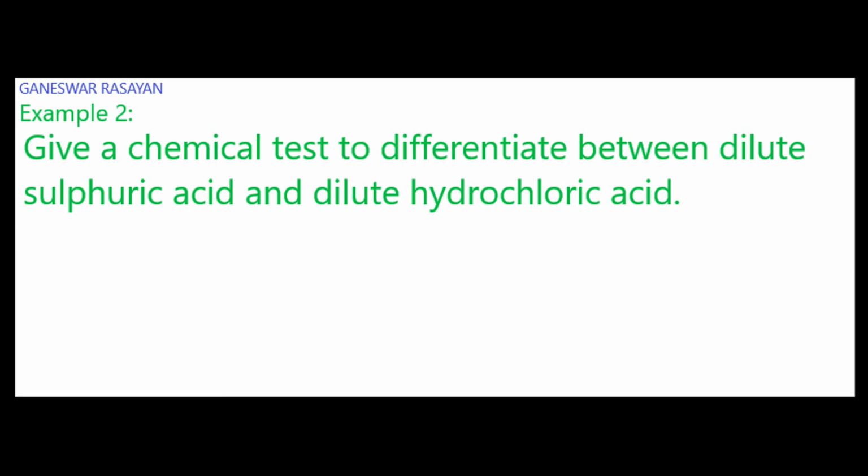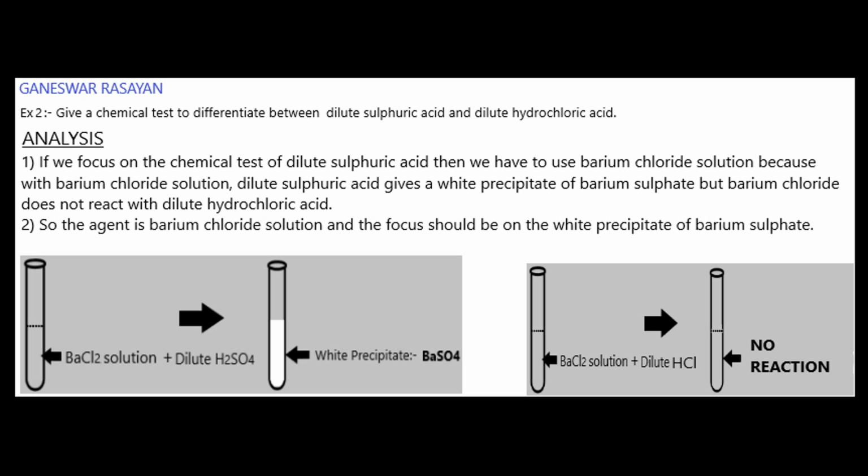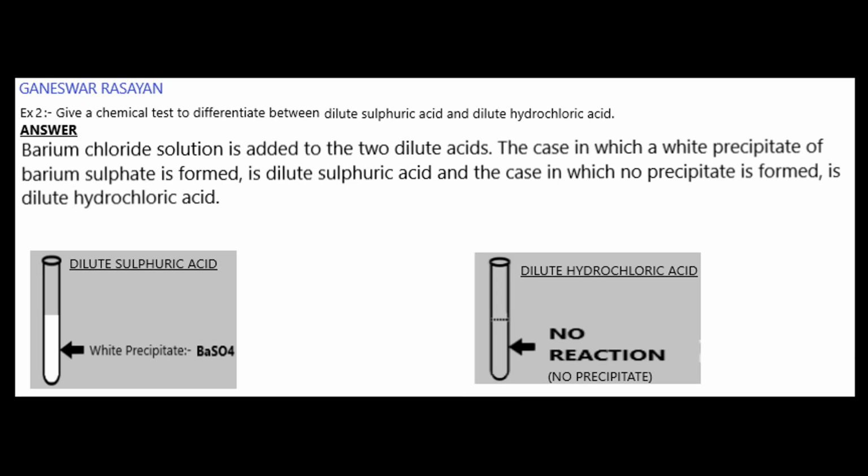Example 2 is: give a chemical test to differentiate between dilute sulfuric acid and dilute hydrochloric acid. Analysis: if we focus on the chemical test of dilute sulfuric acid, we would have to use barium chloride solution, because with barium chloride solution, dilute sulfuric acid gives a white precipitate of barium sulfate, but barium chloride does not react with dilute hydrochloric acid. So the agent is barium chloride solution, and the focus should be on the white precipitate of barium sulfate.